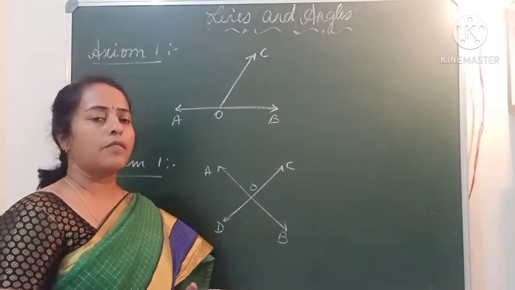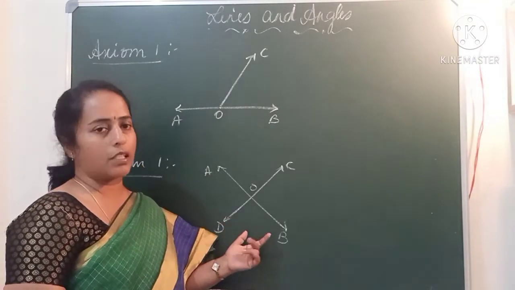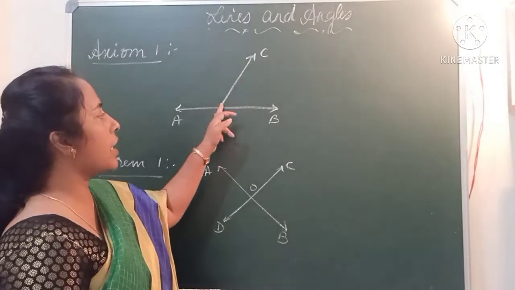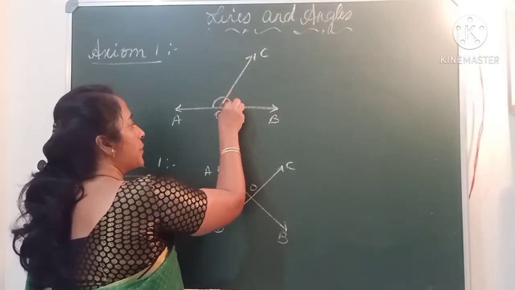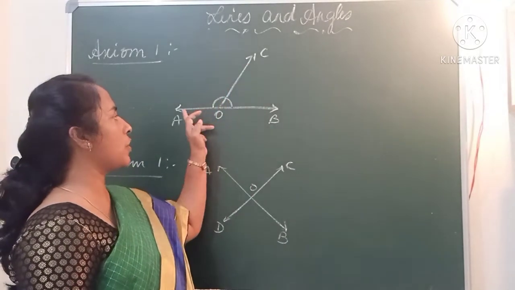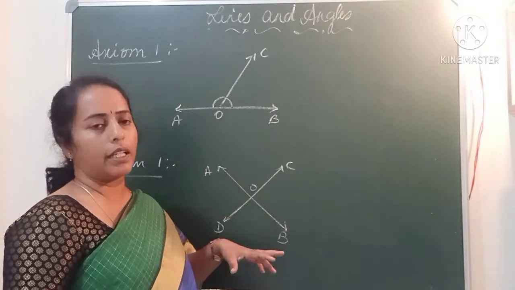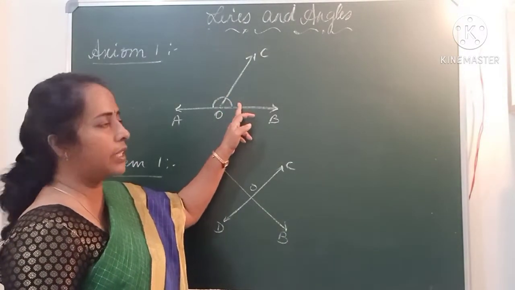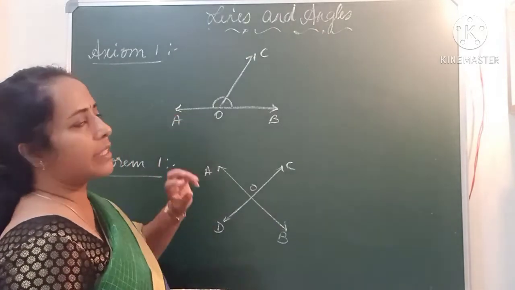In 8th standard, you have studied some axioms and theorems. Some statements are given in this chapter also. Let us recall that. The first axiom: when a ray stands on a line, then the sum of adjacent angles formed will be equal to 180 degrees. When a ray stands on a straight line, the sum of these adjacent angles is equal to 180 degrees. What is the converse of this? If the sum of adjacent angles is equal to 180 degrees, then that line will be a straight line. That is axiom 1.